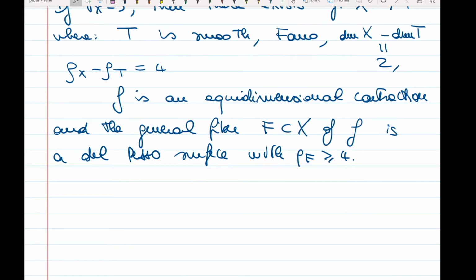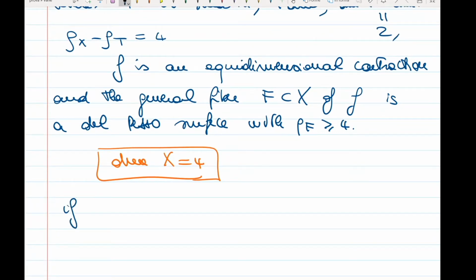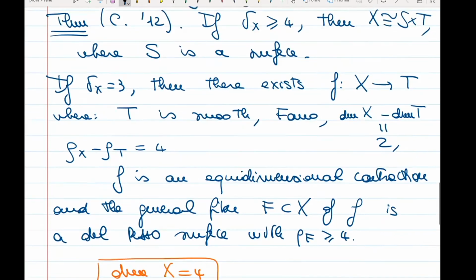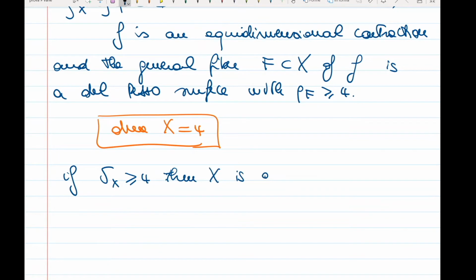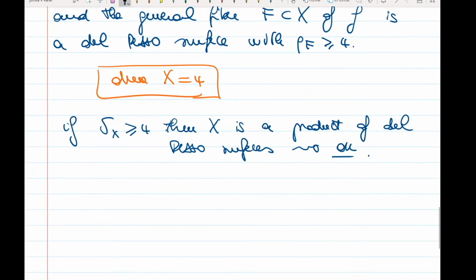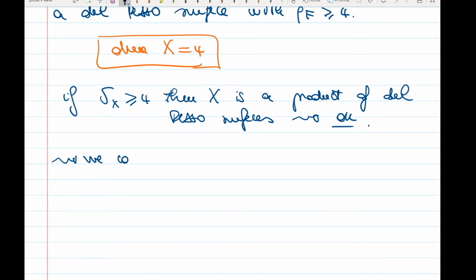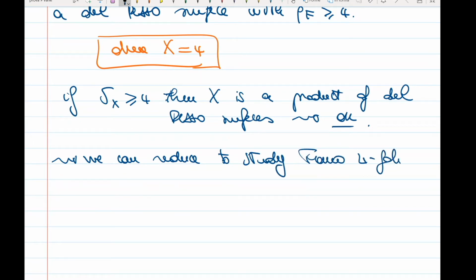This is in general, and now we go to the case where X is a fourfold. From now on we consider Fano fourfolds. If delta is at least 4, then by the theorem X must be a product of del Pezzo surfaces. That's fine, we know these Fano fourfolds. So we can reduce to study Fano fourfolds with Lefschetz defect between 0 and 3.